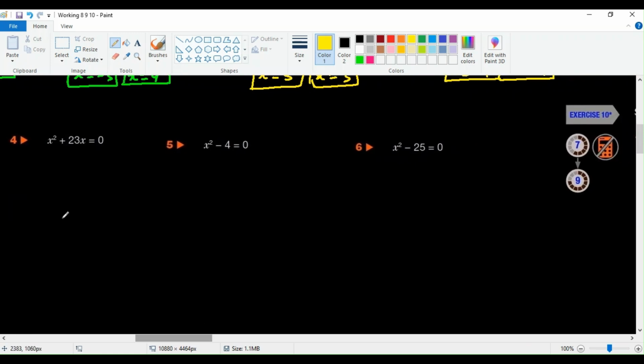Next question is about x and x plus 23 equals 0. So the first value is equal to 0 and the second value is going to be negative 23.